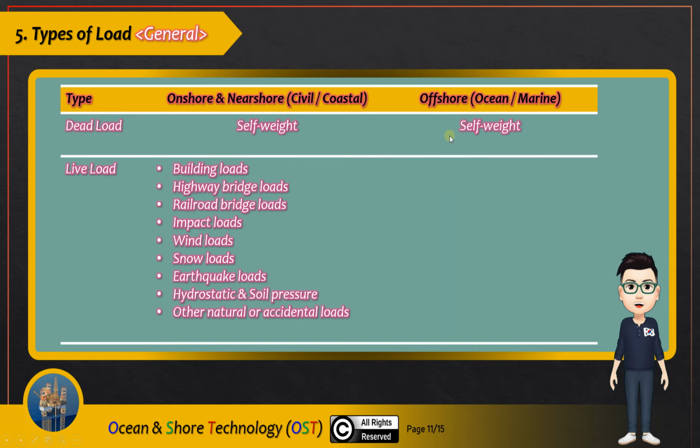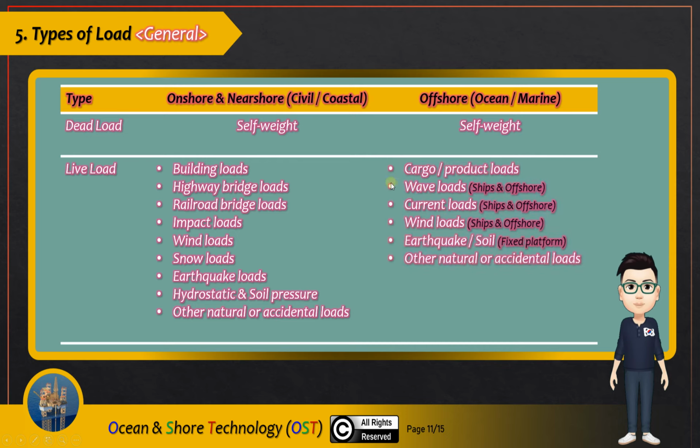And in the case of offshore structures, we have the cargo load, and those 3 are important: the wave and the current load, and the wind load. Those 3 are the main load components to the ships and offshore structures. And sometimes for the fixed platforms, we need to consider soil and the earthquake and the other types of the natural or the accidental load as well.